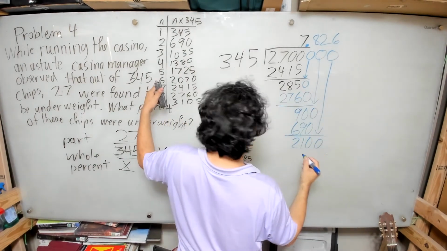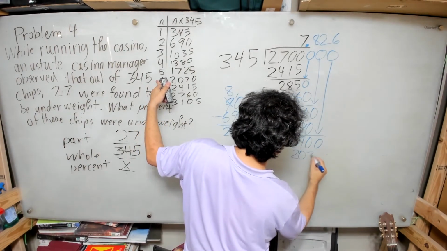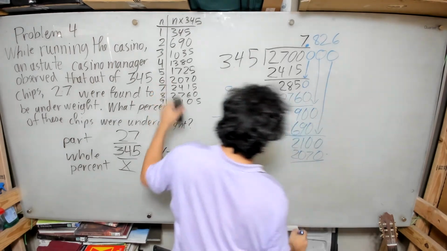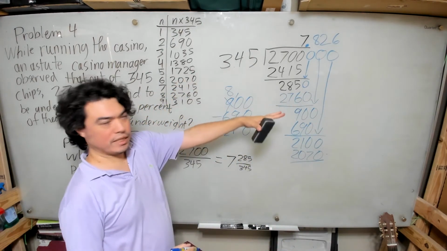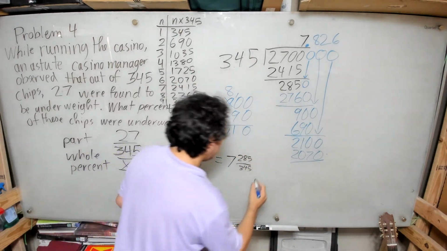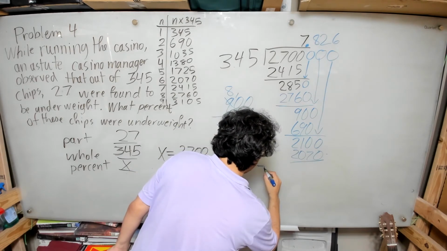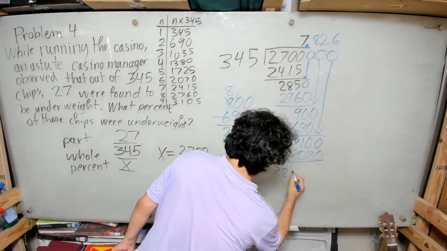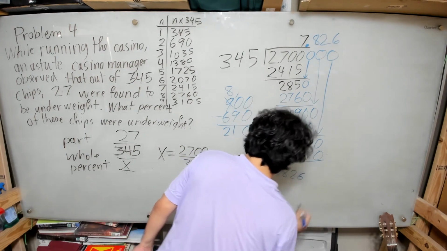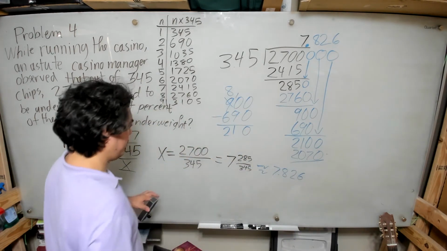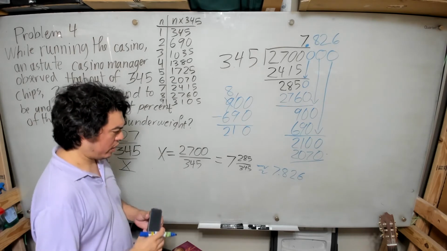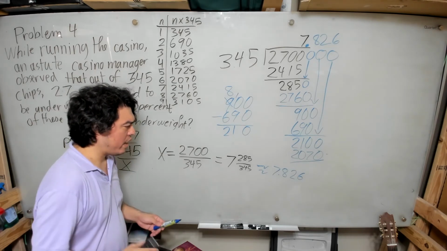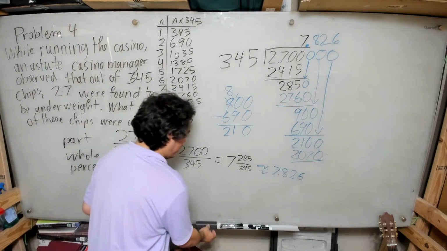And that's 2070. And then we can continue doing the decimal expansion. And so what that tells us is that this is going to be approximately 7.826. Yeah. So now we can answer the question at hand, okay?